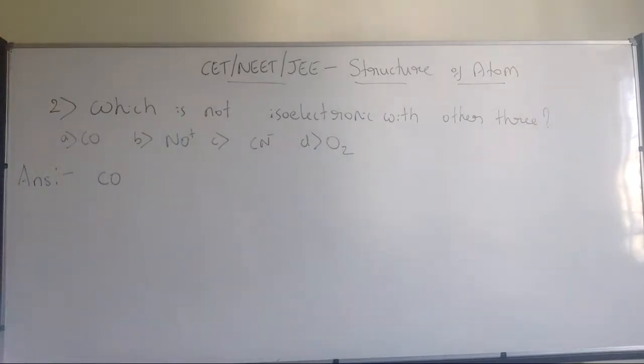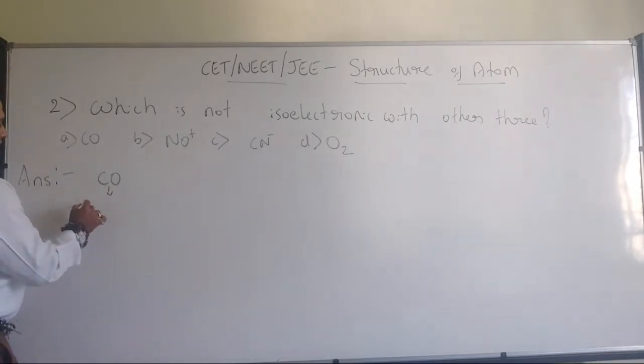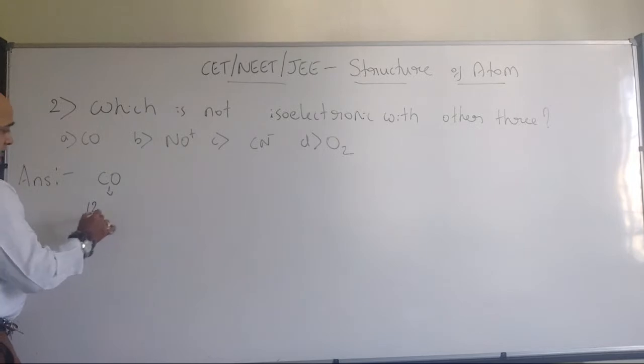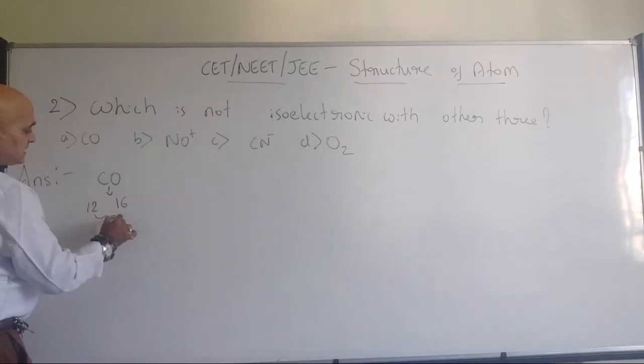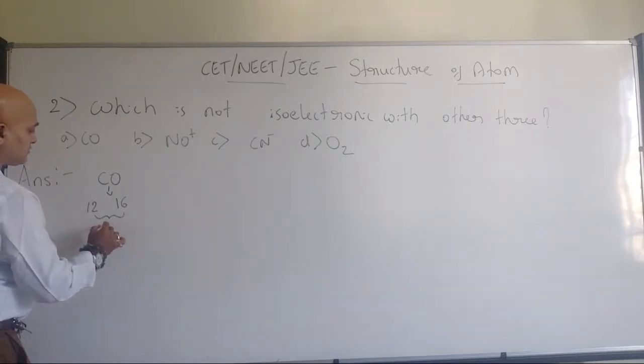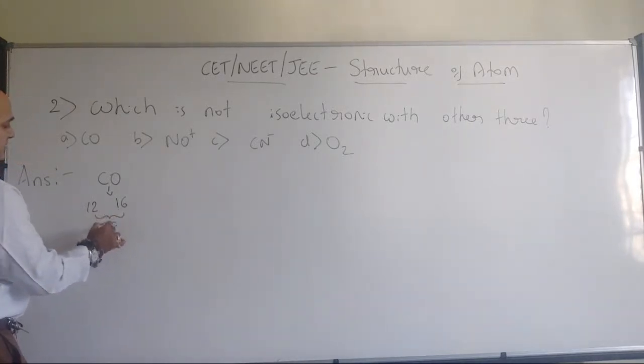Stephen has written oxygen. All of you will agree with that? We will see. So now when I am talking about carbon monoxide, carbon is having 6 electrons, oxygen is having how many electrons? 8. So total electrons it will be 14.